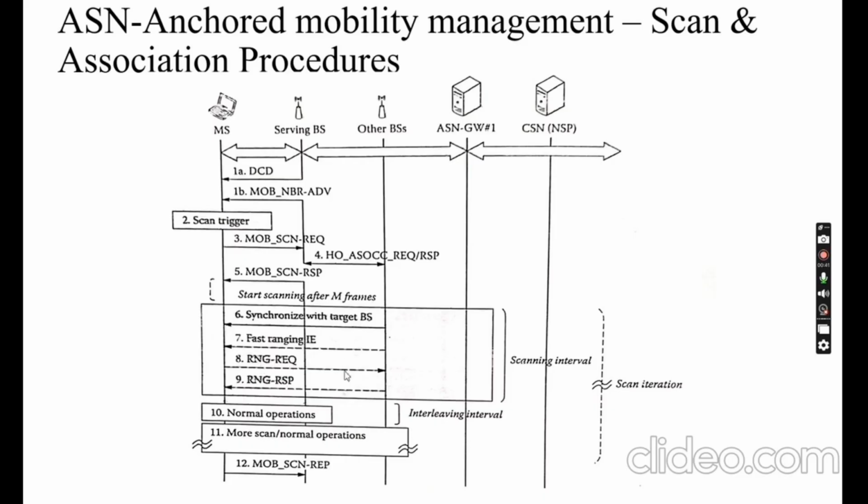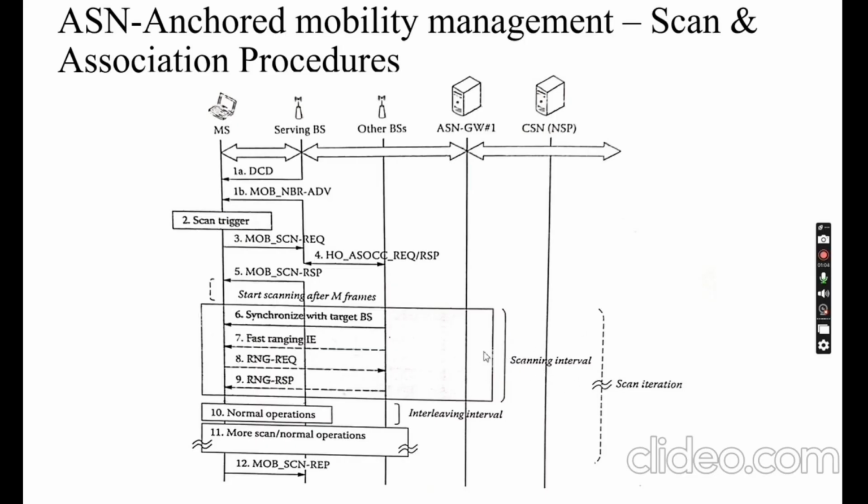And ranging request and ranging response will be followed. The request will be sent by the mobile station to the other target base station, and upon receiving the response from the newer base station, it will try to associate with the new base station. So all these processes from 6 to 9 belong to the scanning interval, where only the control information is being transmitted.